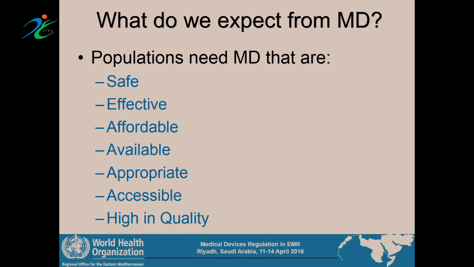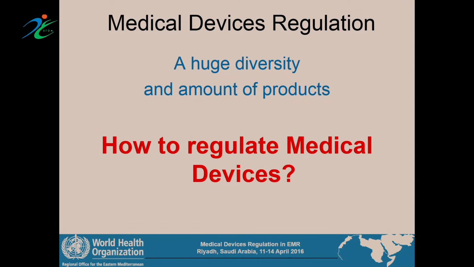So what are the general concepts of this regulation? As you see, and as I illustrated in the previous slides, there's a huge diversity. There are thousands of products. So how can you regulate those devices? The logic that has been followed is that we will take it from the risk part. We will see the risk of each device, and based on that, we will do the regulation.